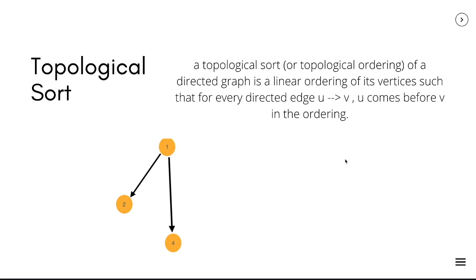A topological sort is specific to a directed graph, and it's just a linear ordering of vertices. It's such that for every directed edge that exists from u to v, in that linear ordering, vertex u will appear before vertex v, and that is all.